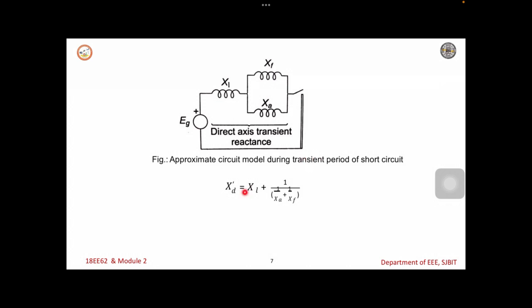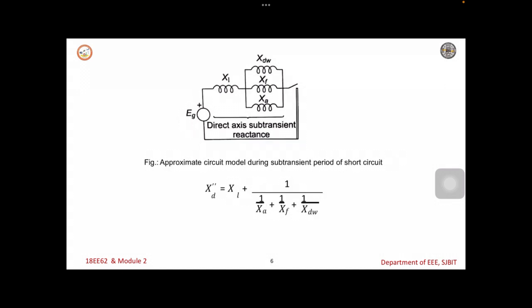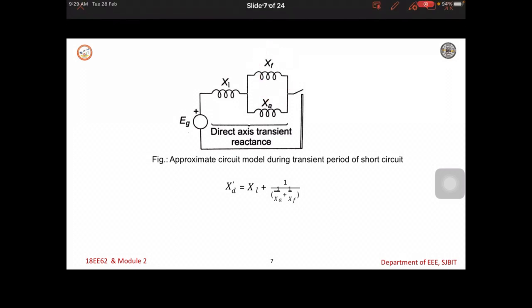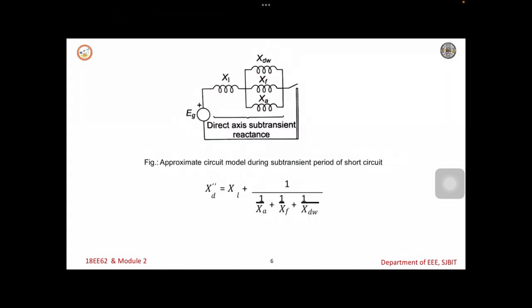The transient state model is shown here. XD single dash means transient, and XD double dash means subtransient. The total reactance is given by XL plus the parallel combination of these two, that is 1 divided by (1 by XA plus 1 by XF).